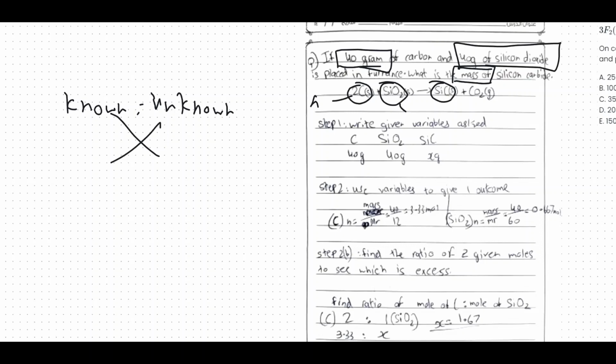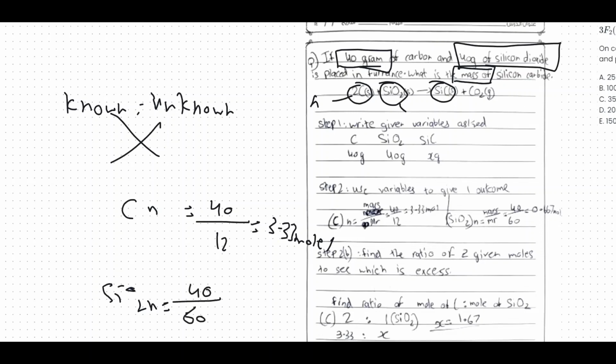So the number of moles of carbon is going to be 40 over the Mr of carbon. Carbon is 12, so I'll write 12 and I get 3.33 moles. This is the number of moles of carbon. Then you find the number of moles of the second reactant, which in this case is silicon dioxide. So SiO2 number of moles would be 40 over the Mr of silicon dioxide. It's 60, and what I get is 0.667 moles.